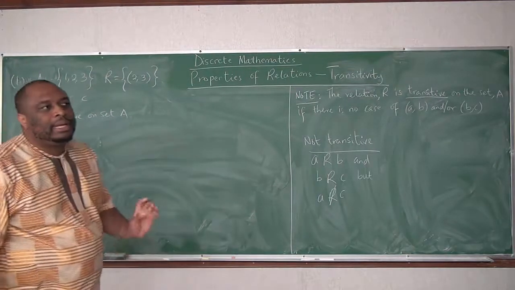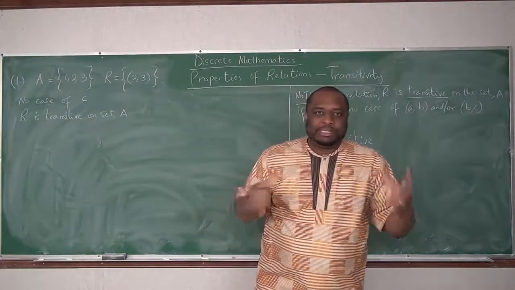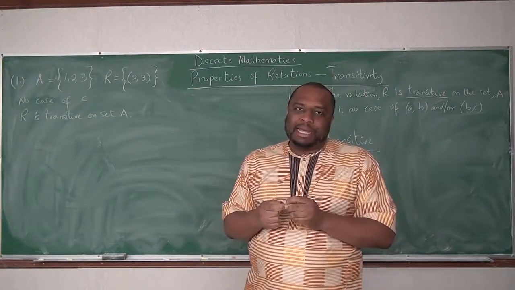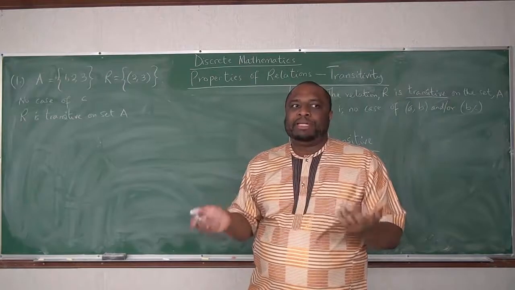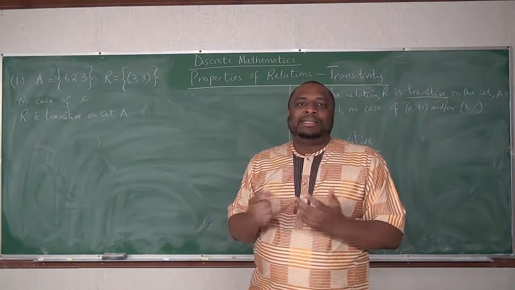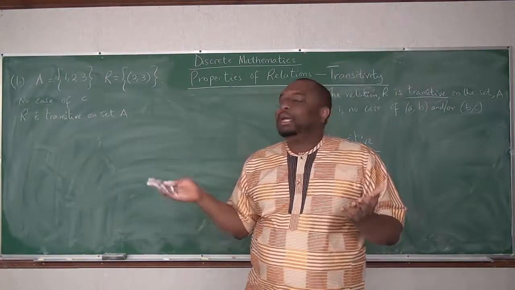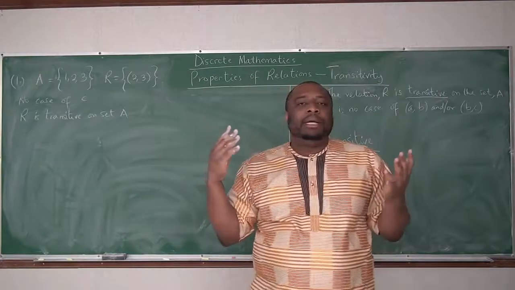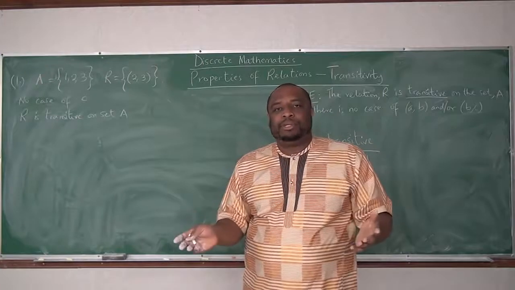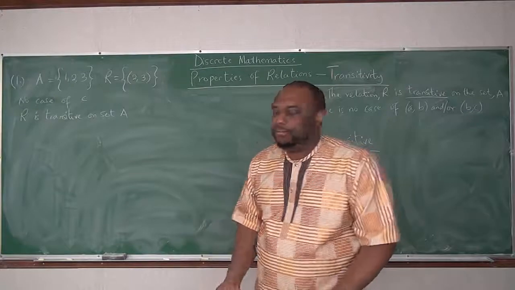Okay, because I want us to do both sets and matrices together, let's represent A as a matrix. Let's see if they give you the relation as a matrix, as a 0, 1 matrix. How would you know that it is transitive?